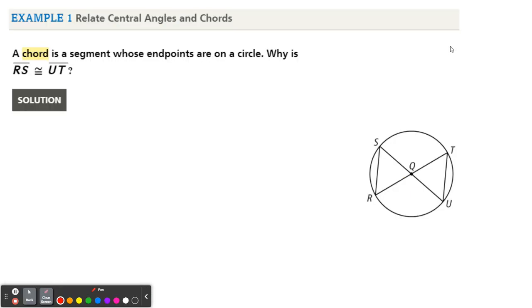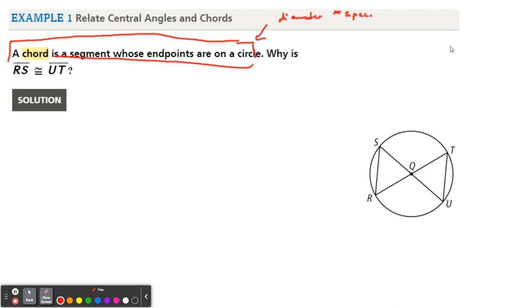Example 1. It says relate central angles and chords. A chord is a segment whose endpoints are on the circle. So this is your definition of a chord. One of the most special chords is a diameter, right? So remember that a diameter is a special chord. Okay, but there's other chords, obviously.